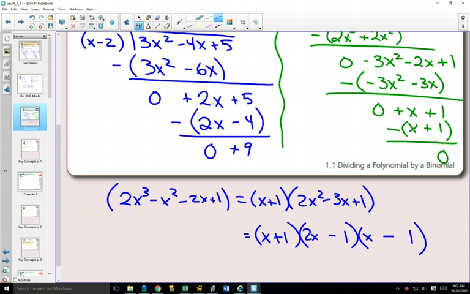But the question is if you had this to start with, how do I get x plus 1 as one of my factors? Because I need to know one of them in order to do long division to find out what's left. And that's another thing that we're going to develop in this unit. All of those strategies to figure these things out.